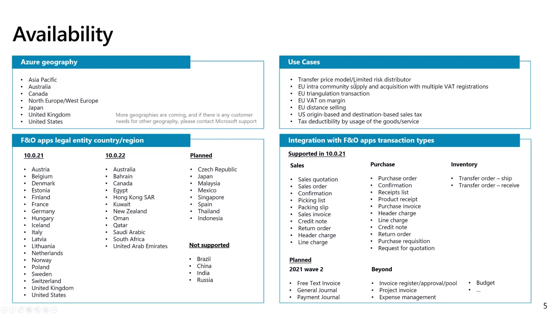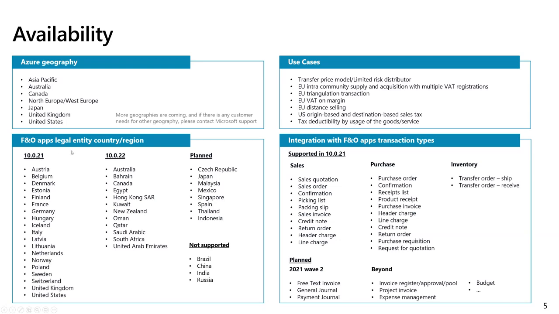transfer price model, limited risk distributor, and EU intra-community supply and acquisition with multiple VAT registrations, EU triangulation transaction, EU VAT on margin, distance selling, and US origin-based and destination-based sales tax. Also, your tax deductibility based on the usage of your goods. The deductibility percentage is different.